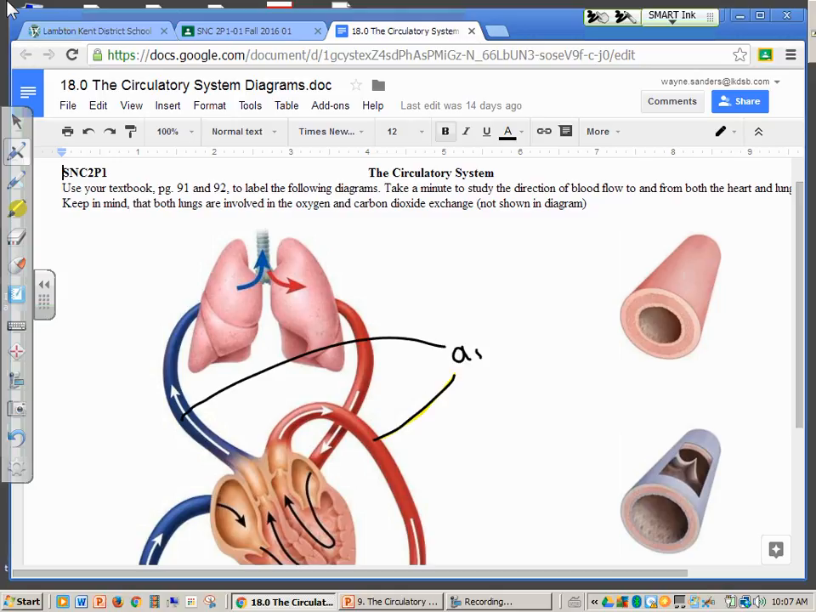How do I spell that? A-R-T-E-R-I-E-S. What is the key part that makes those arteries? It's going away from the heart. Notice this one's coming out of the heart, so this is away from the heart. What is it about the blood that's coming out of the heart? Not necessarily oxygenated. If it's going to the lungs, it doesn't. But if it's going to the cells, it does. So it could be deoxygenated or oxygenated.